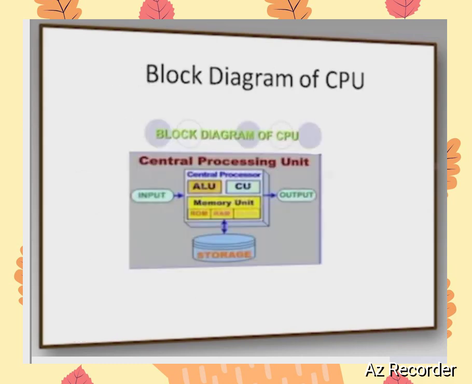Now, let us see the block diagram of a CPU. The components of a CPU are shown in the diagram below. They are the control unit, named as the CU, the arithmetic logic unit, which is called the ALU, and a number of registers. This forms the components of a CPU. Now, let us see each of these in brief.